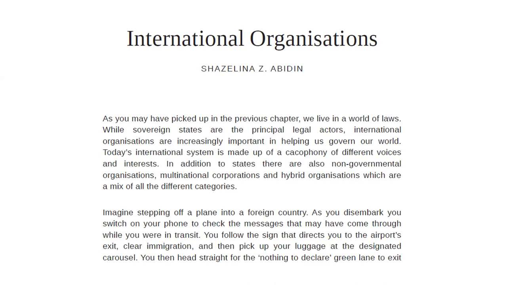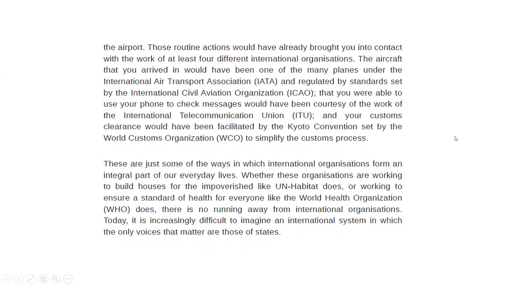So it says here, imagine stepping off a plane into a foreign country. As you disembark, which means leave, you switch on your phone to check the messages that may have come through while you were in transit, flight. You follow the sign that directs you to the airport's exit, clear immigration, and then pick up your luggage at the designated carousel. That's where your packages go around in a circle. You then head straight for the nothing to declare green lane to the airport.